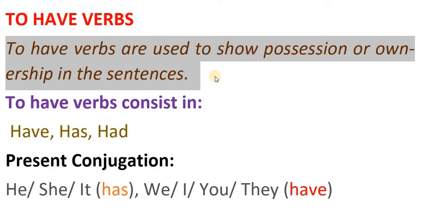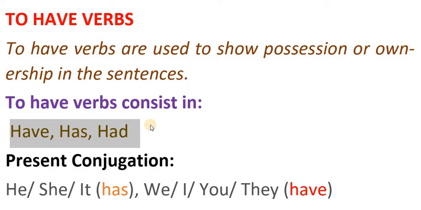To have verbs are used to show position or ownership in a sentence. If you want to talk about someone's position or ownership, of course and absolutely we're going to use a to have verb. So let's see what to have verbs consist of. As you can see guys, to have verbs consist of three verbs: have, has and had, in which two of them are present and one of them is past. So which one is past? Had is the past form and has and have are the present forms.